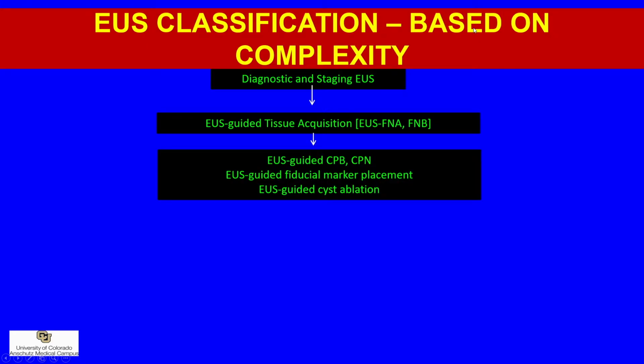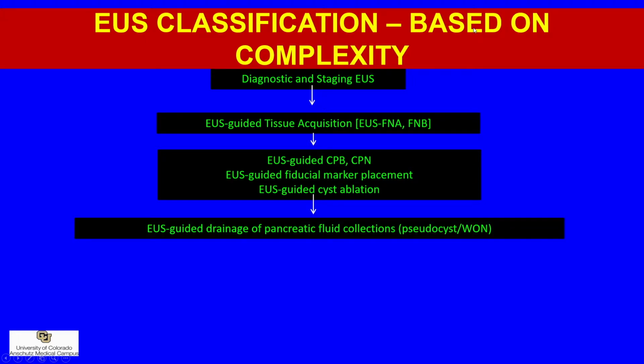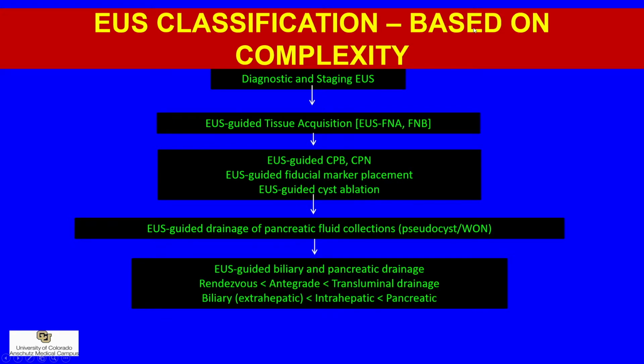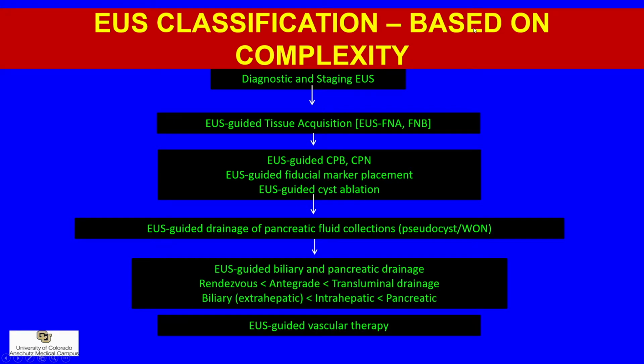The next step is EUS-guided celiac plexus blocks or celiac plexus neurolysis, placing fiducial markers into lesions, and EUS-guided cyst ablation. The next level of complexity really addresses drainage of pancreatic fluid collections, whether they're pseudocysts or walled-off pancreatic necrosis. At the next level is actual drainage of the bile duct and the pancreatic duct. And then finally, EUS-guided vascular therapy. This classification has not been endorsed by any of our GI societies, but this is just my way of approaching these interventional EUS procedures and how we train our advanced endoscopy fellows.